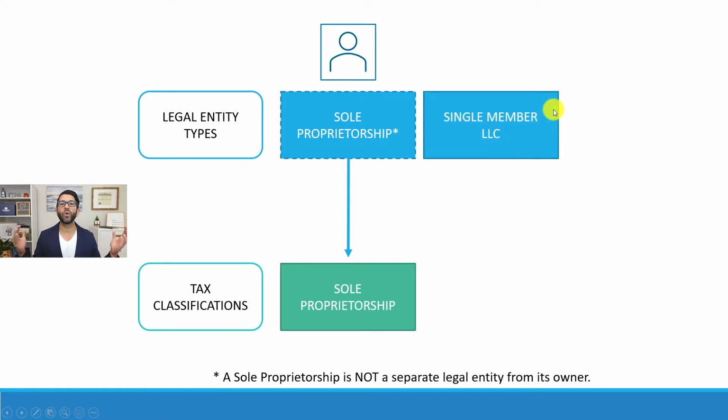Now, what happens when you form that single member LLC? So you went to a website and filled out some forms to form an entity, or you did it on your own. When you did so, what happened is you separated your business from you as an individual. So what I mean from a legal perspective is that your business is now separate from yourself. So if someone wants to sue your business, they may not be able to get after the assets of you that you own as an individual.